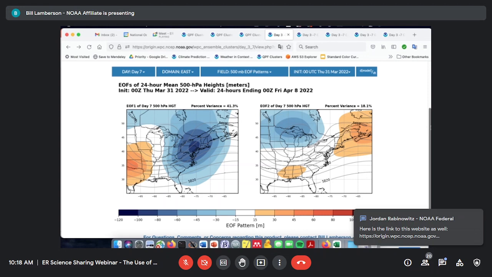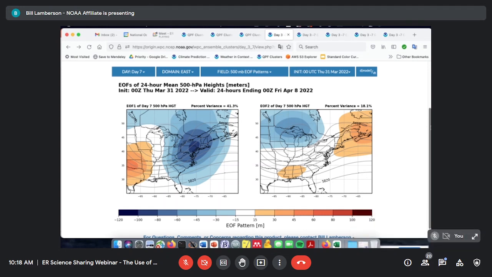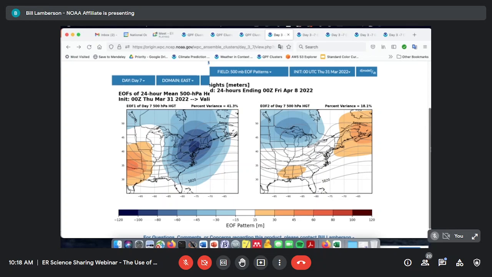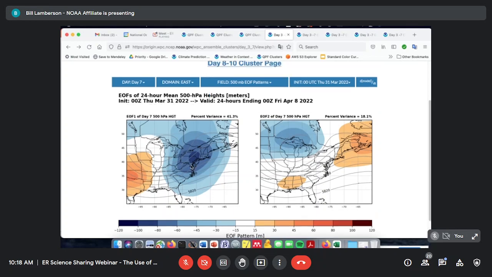So I have it defaulted here to day 7 over the eastern US because it looks like there could be some interesting weather as we get to the middle of next week. So what we have here again are the EOFs, but this time we're looking at the height field. This first EOF is basically east-west shifts in the location of this cutoff upper level low. And then EOF2 is more amplitude differences, maybe the north-south location of that upper level low, and again, the extent of the downstream ridging.